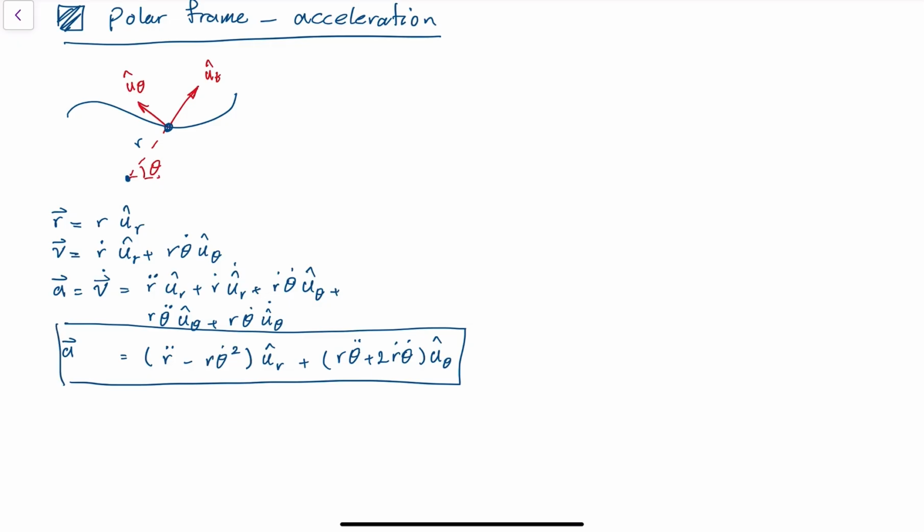We have 4 terms. 2 of them add up to make the radial component of acceleration, and the other 2 add up to make the transverse component of acceleration. The proof or derivation is in the textbook or any reference you can find. Feel free to look at those, but here I want to walk you through what they actually mean.